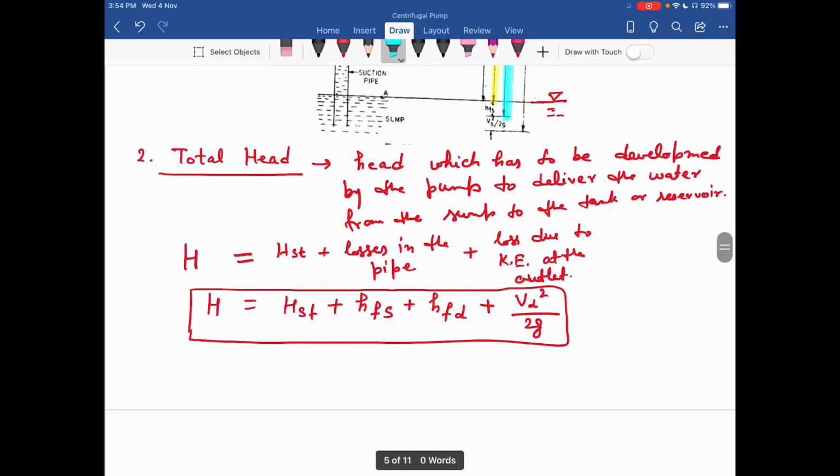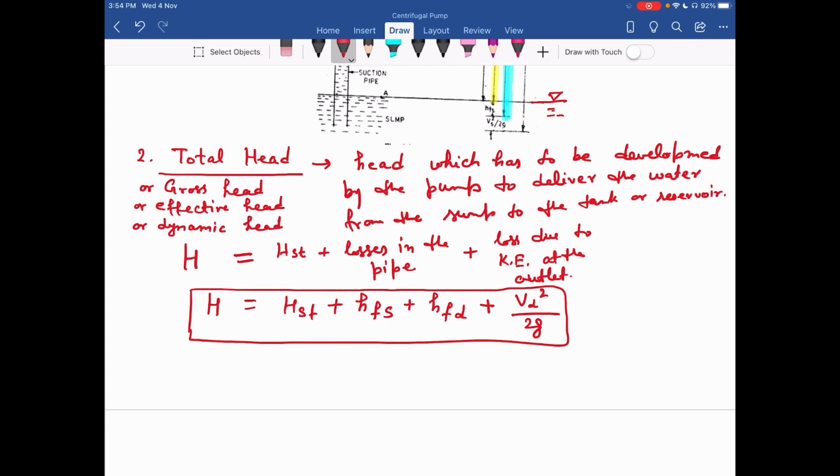Now this total head, the other names are the gross head, this is also called gross head or effective head. This is also called dynamic head. Okay, so these are the various names for total head.